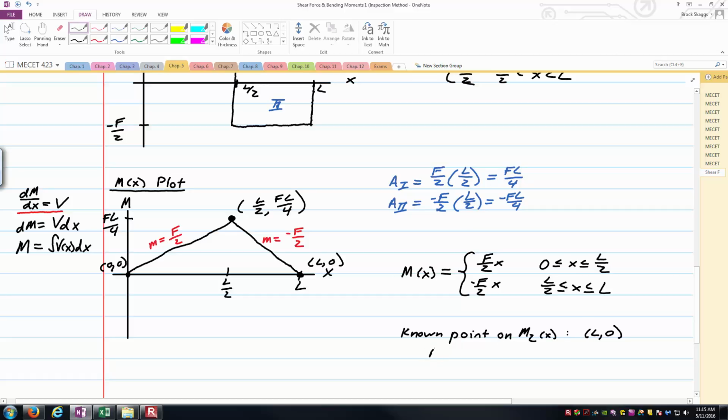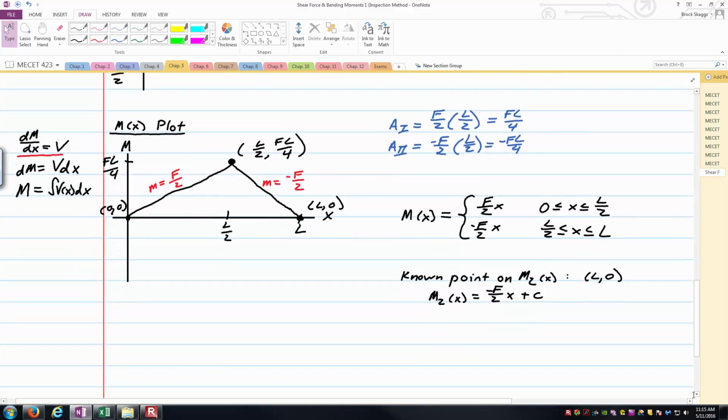And so at this point, we can think of M2 of x as an equation that looks like negative F over 2 times x plus some value, I'll call it c. And so we need to solve for this c value. Well, here I know the one point, so if I plug in a 0 for the left-hand side and an L for the x, that's basically saying it goes through this point L comma 0, then I can solve for c, and you can see c ends up being FL over 2. And so this should be our y-intercept then, or vertical intercept. And so here's FL over 2 right there.